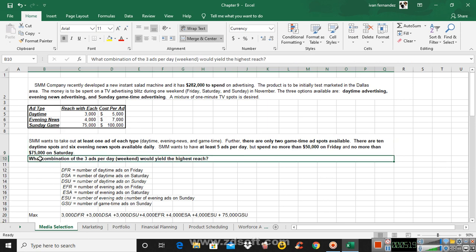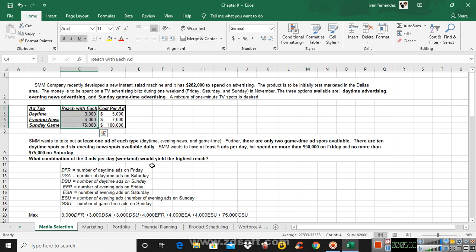So the question is, what combination of these 3 ads per day, over the weekend, would yield the highest reach? That's your goal. The goal is to maximize the reach. Given the constraints, you want to maximize the number of people that see or hear this ad, whatever that is. It's a TV spot, right? So people are going to watch it.